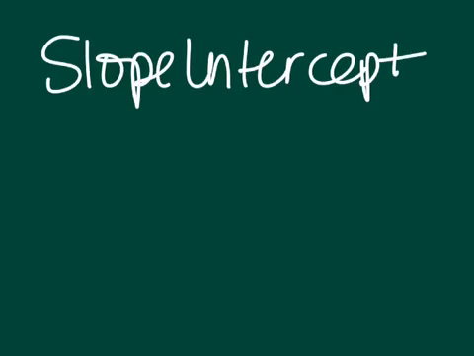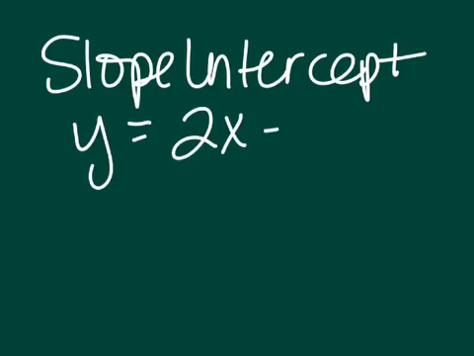So our first type of graph would be when things are in slope-intercept form. And that is where you have the y by itself on the left side, your x term and the constant on the other side. Looks something like y equals 2x minus 4.